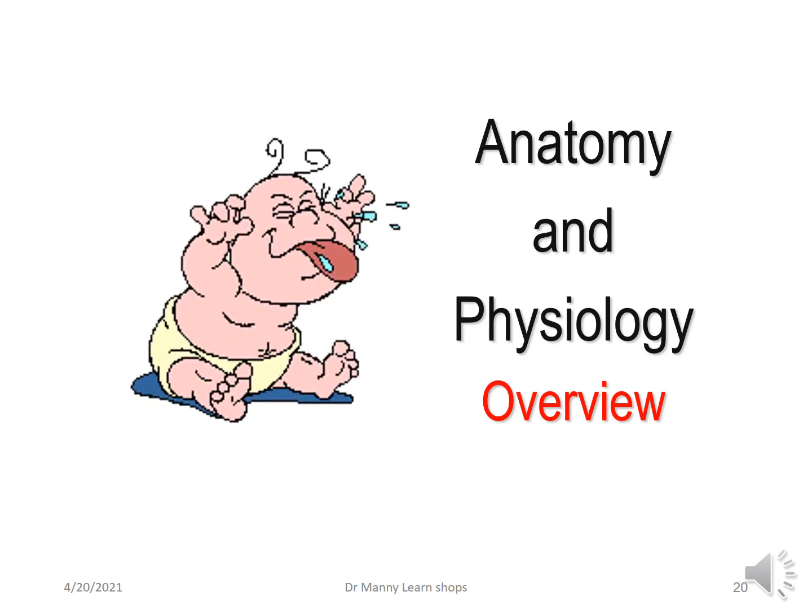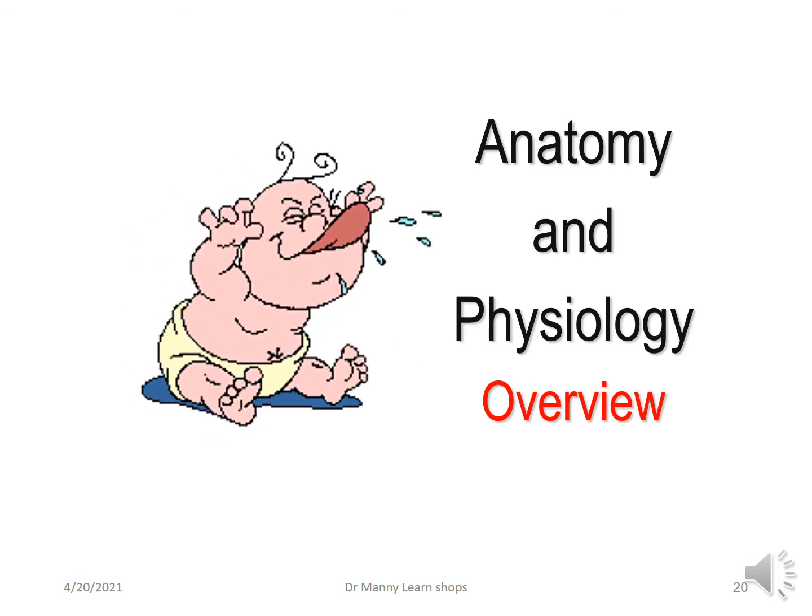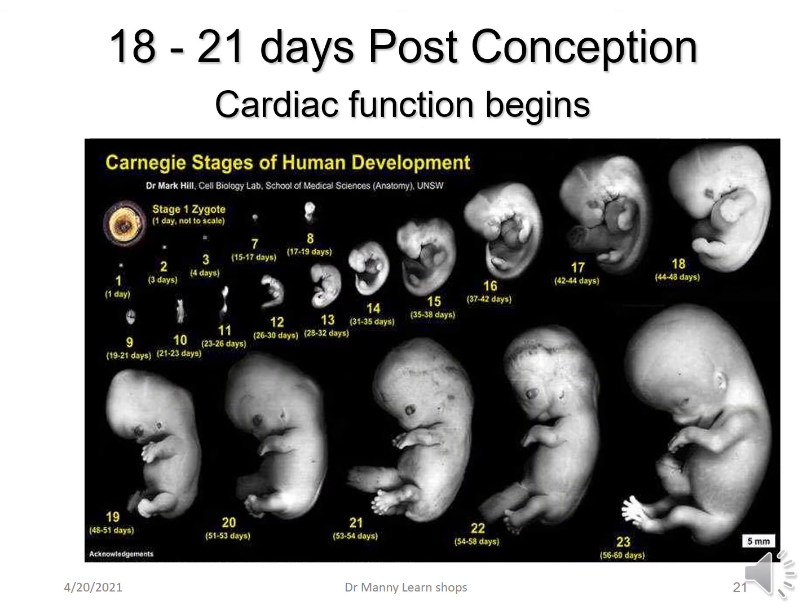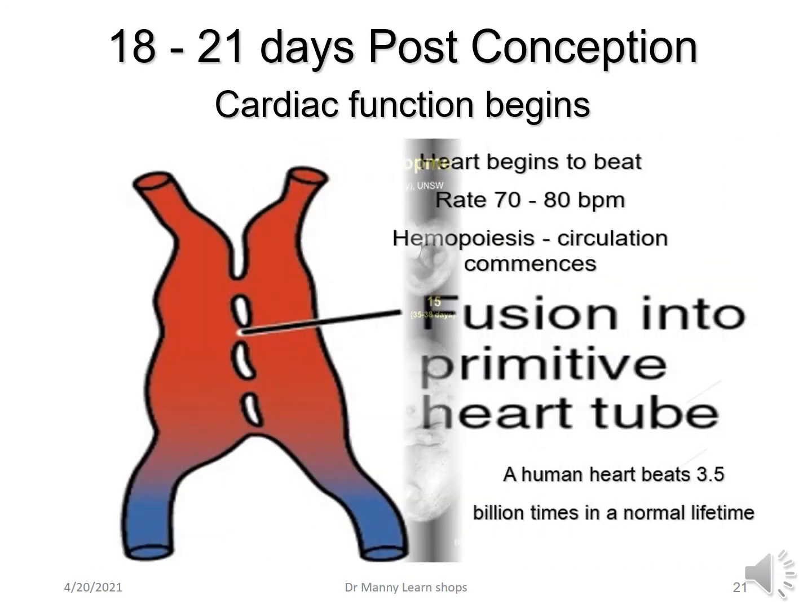Now let's briefly review some of the anatomy and physiology related to this topic. And this is just an overview. Approximately 18 to 21 days post-conception, the heart is already beginning to beat and function and connect with the cardiovascular system. The heart's beating at approximately 70 to 80 beats per minute. Red blood cells are being created, hemopoiesis, and the circulation has begun, which requires movement around the developing embryo. The heart's already fusing into a primitive heart tube, and it's interesting to note that a human heart beats approximately 3.5 billion times in a normal lifetime.